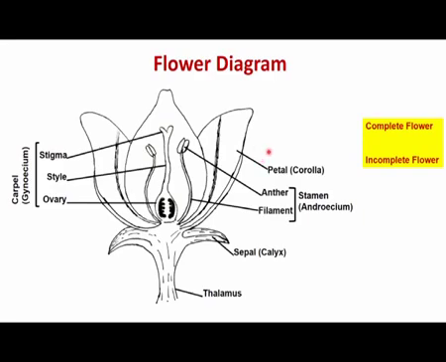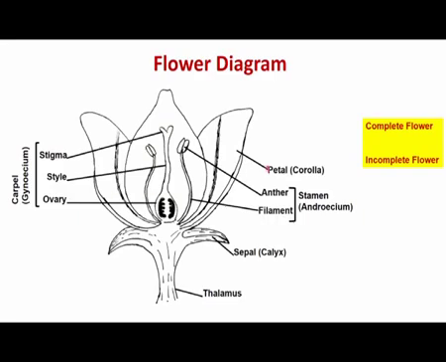The corolla and the calyx are actually the non-essential or sterile parts of the flower, and they do not take part in any kind of sexual reproduction. They also form an outer envelope, so that they can protect the androecium and the gynoecium.